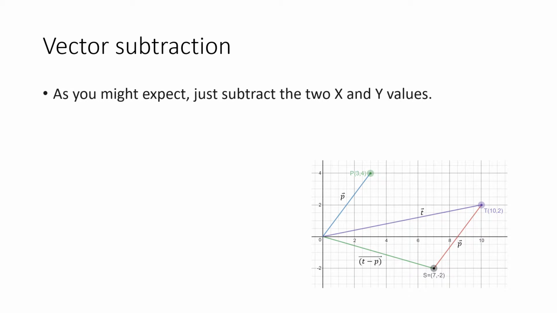Vector subtraction, on the other hand, it's kind of hard to find a very meaningful, at first glance, sort of image of this online. I've done my best though. As you might expect, we subtract the two x and y values. So if you've got vector A and vector B and you want to subtract them, it's x1 minus x2, y1 minus y2.